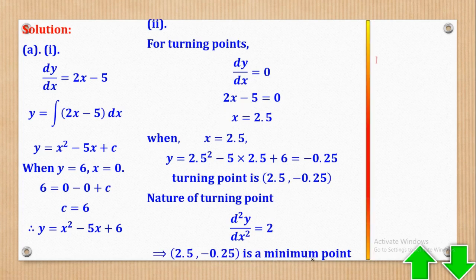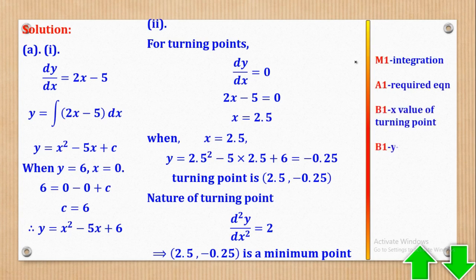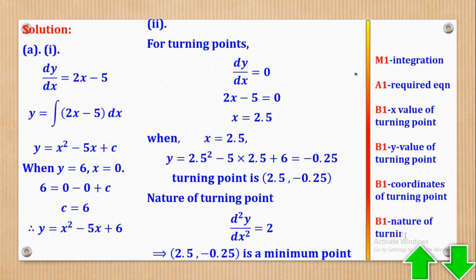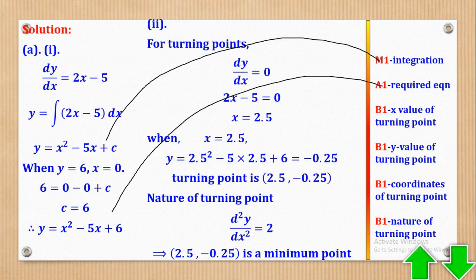So before I go to the next slide, let's see marks for this slide. M1 will be for this integration, A1 for the required equation, B1 for the x value of the turning point, B1 for the y value of the turning point, B1 for the coordinate of the turning point, B1 for the nature.